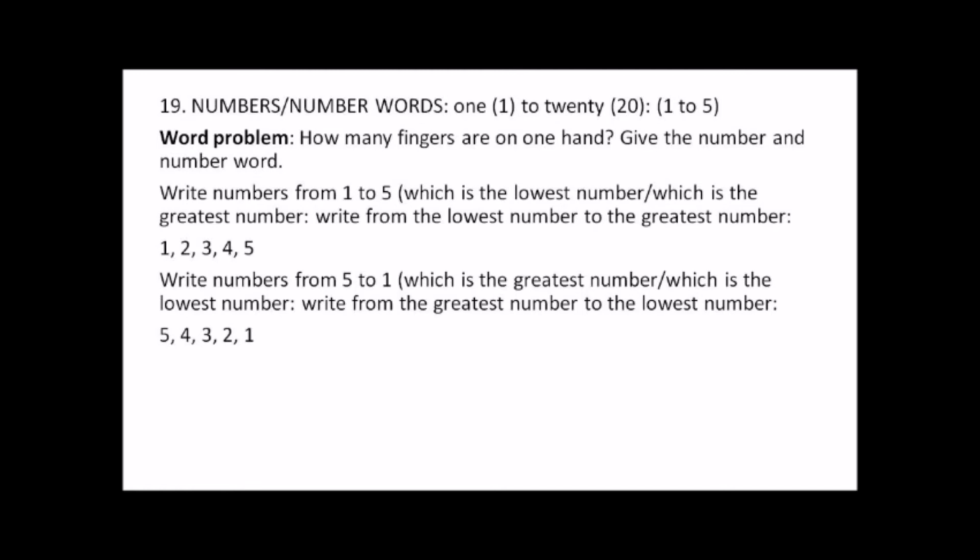So we're writing numbers from 1 to 5. Which is the lowest, which is the greatest number? Write from the lowest number to the greatest number, or write from the greatest number to the lowest number. So, more exercises on highest to lowest, or lowest to highest.